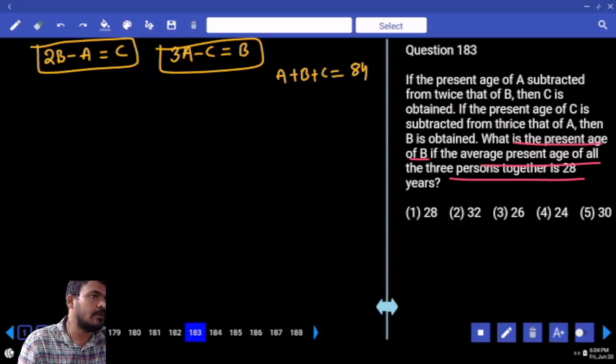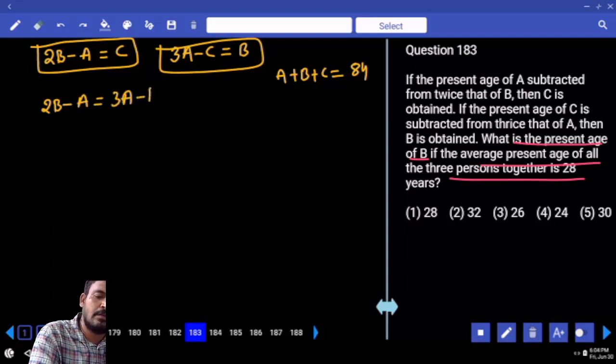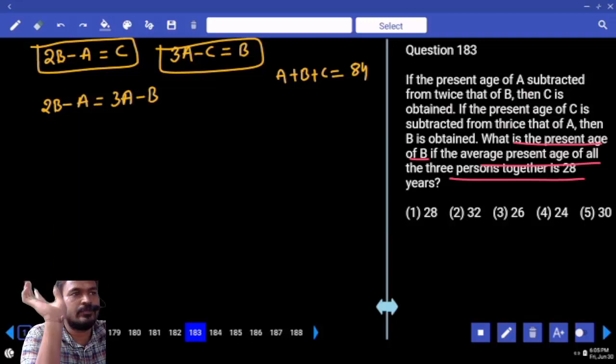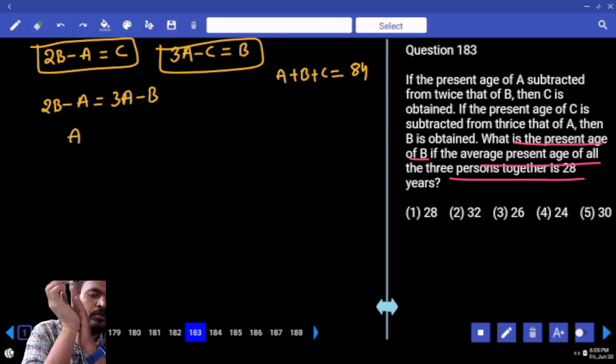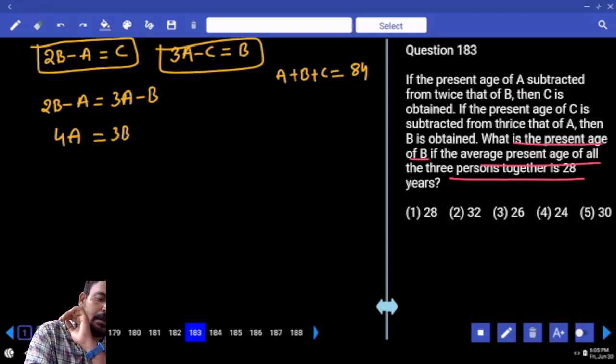First of all, 2B minus A equals C. Another one, 3A minus C equals B. These two are simplified: 2B minus A is equal to 3A minus B. In the second one 3A minus B equals the C value. Both are equal. Simplifying, we get 4A equals 3B. Then A by B equals 3:4. A represents 3 parts, B represents 4 parts.